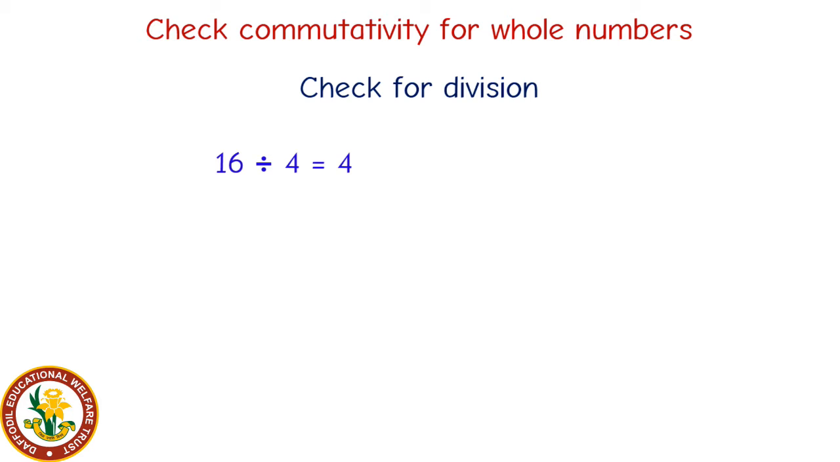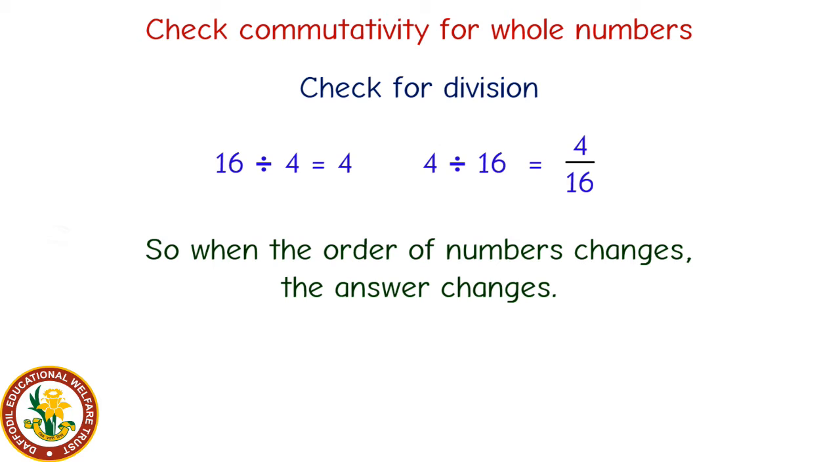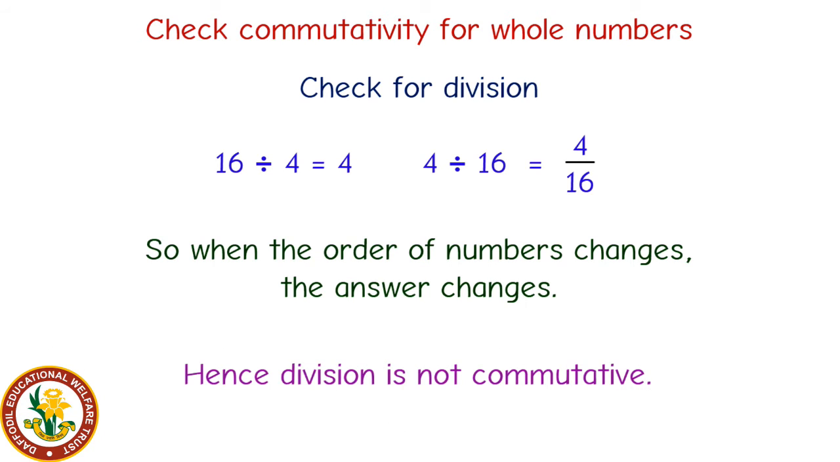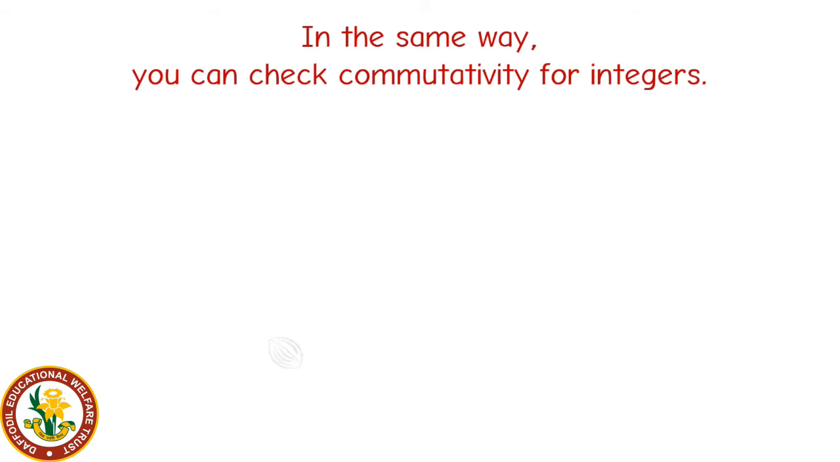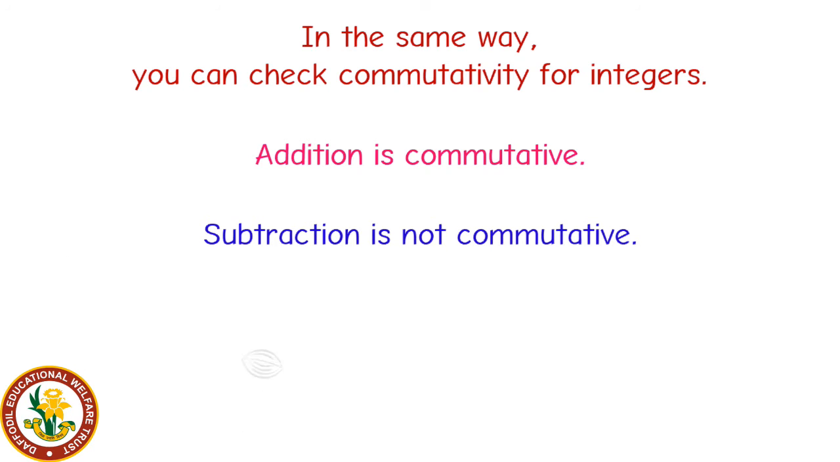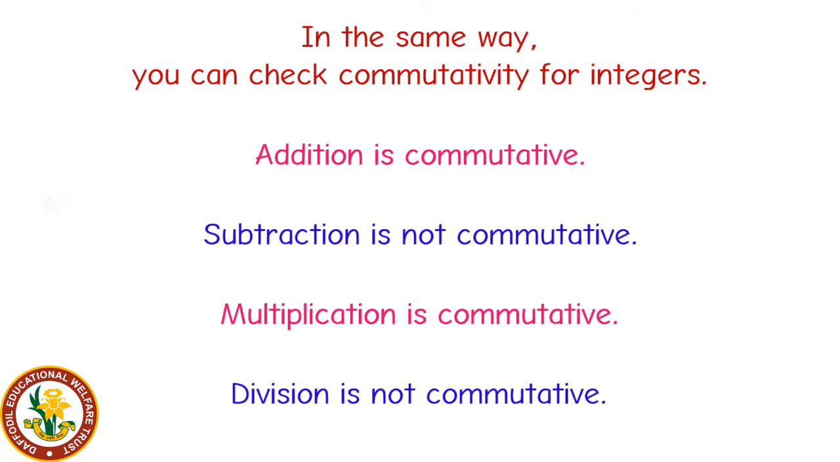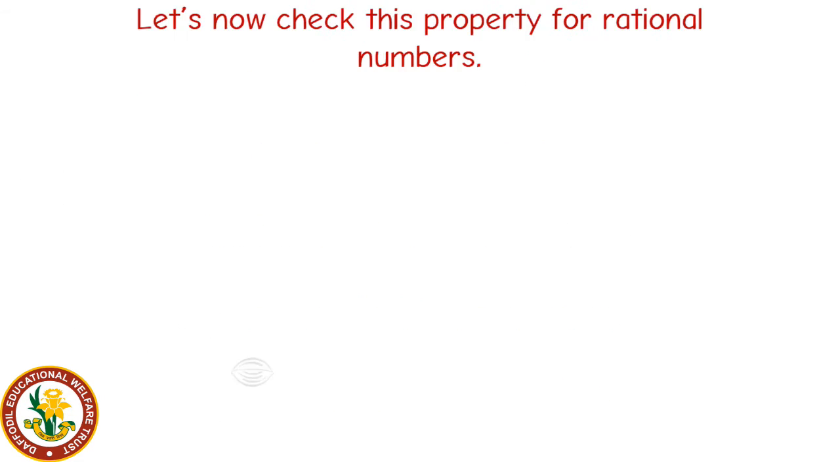Now let's check for division. 16 divided by 4 is equal to 4. 4 divided by 16 is equal to 4 upon 16. So, when the order of numbers changes, the answer changes. Hence, division is not commutative. In the same way, you can check commutativity for integers. Addition is commutative. Subtraction is not commutative. Multiplication is commutative and division is not commutative.